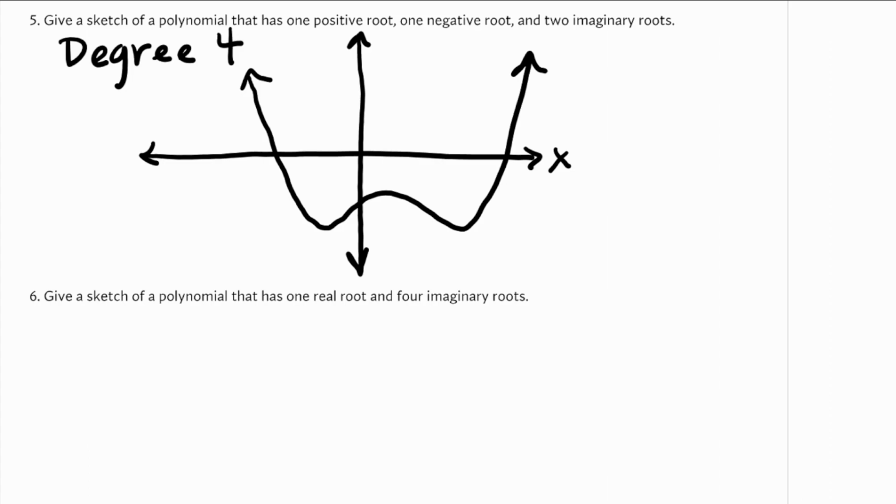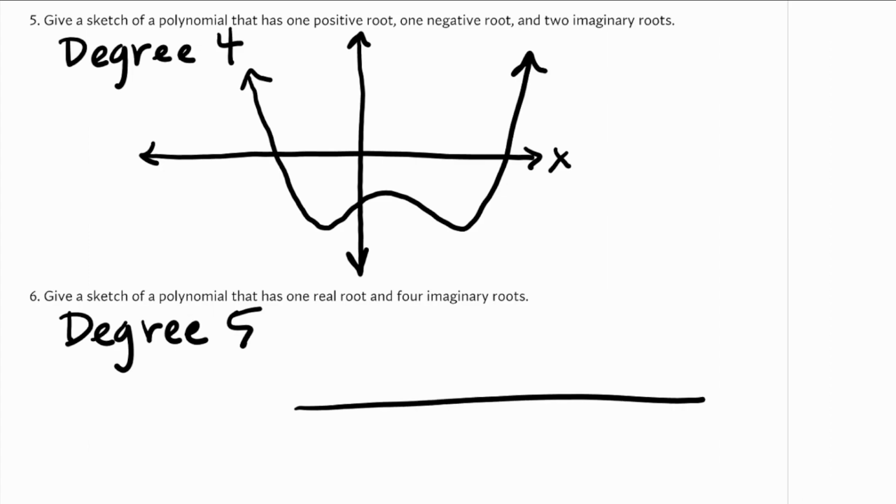I'll give a sketch of a polynomial that has 1 real root and 4 imaginary roots. So that would add up to degree 5. You could draw like 1, 2, 3, 4, 5, like that, that would be good. But if you just wanted to draw it, increasing from left to right, that would work.